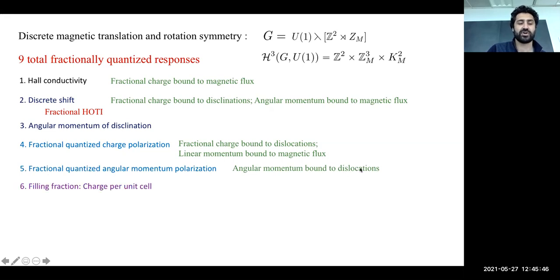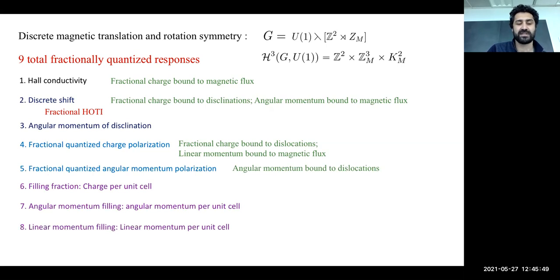We have filling fraction, charge per unit cell, angular momentum filling fraction, linear momentum filling fraction. And then we have a fractional quantized torsional response, which is a linear momentum of the dislocation. So 4 through 9 only occur in the discrete case on the lattice. And furthermore, 4 is only non-trivial when you have 2, 3, and 4-fold rotational symmetry. For 9, you can write down a geometric torsional response in the continuum, but it's not quantized. So here we find that it is quantized. We have a fractional quantized value for this, which is non-trivial in this lattice case.